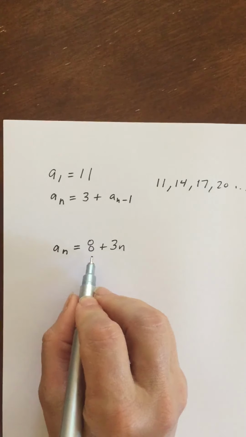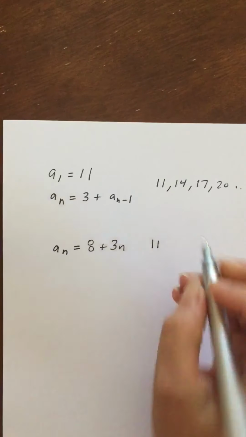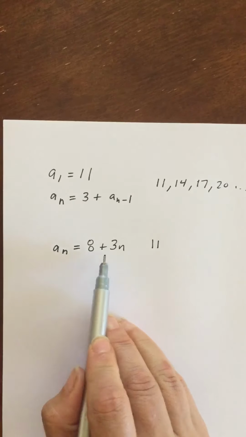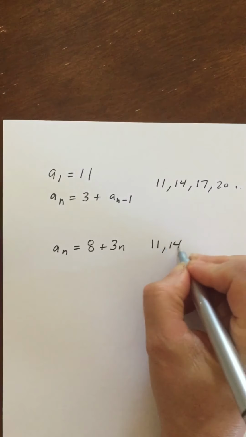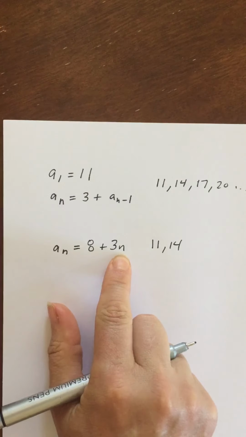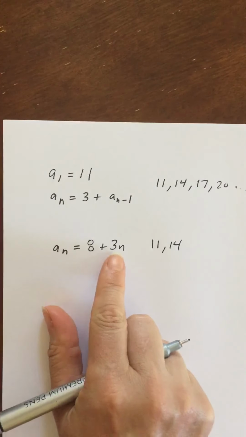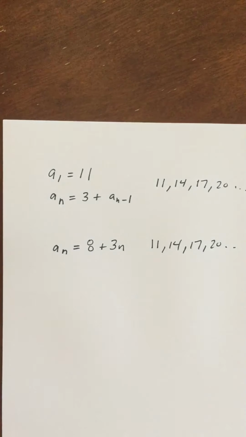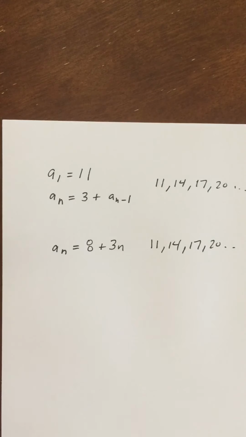So this one, let's go ahead and plug in A1. A1, it's going to be 8 plus 3, so again 11. Okay, I plug in 2, then I get 8 plus 6, that's 14. Then I plug in 3, I get 8 plus 9. So I get the same sequence out, you see. So the only difference is how these sequences work.